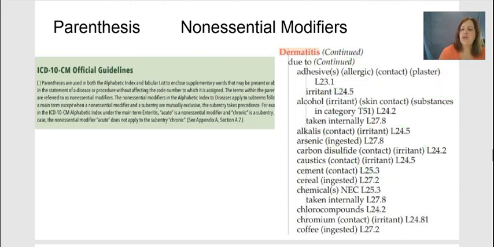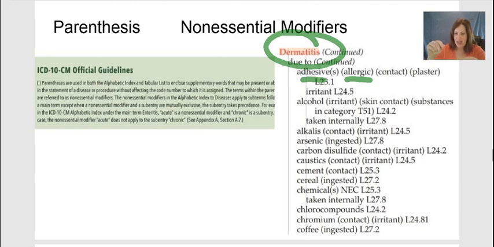So if the doctor told you the patient has allergic adhesive dermatitis, which means that the patient had some kind of tape on them, maybe some medical tape, and they had an allergic reaction to that adhesive, and they got a rash. That's dermatitis due to an allergic adhesive reaction. Okay. But the doctor could have also just said adhesive dermatitis without using the word allergic. Or maybe it was plaster. Maybe they had a reaction to their cast that we put on their arm, and they had an allergic reaction to the plaster. All of those are the same thing, or at least coded the same. Okay, that's your non-essential modifiers.